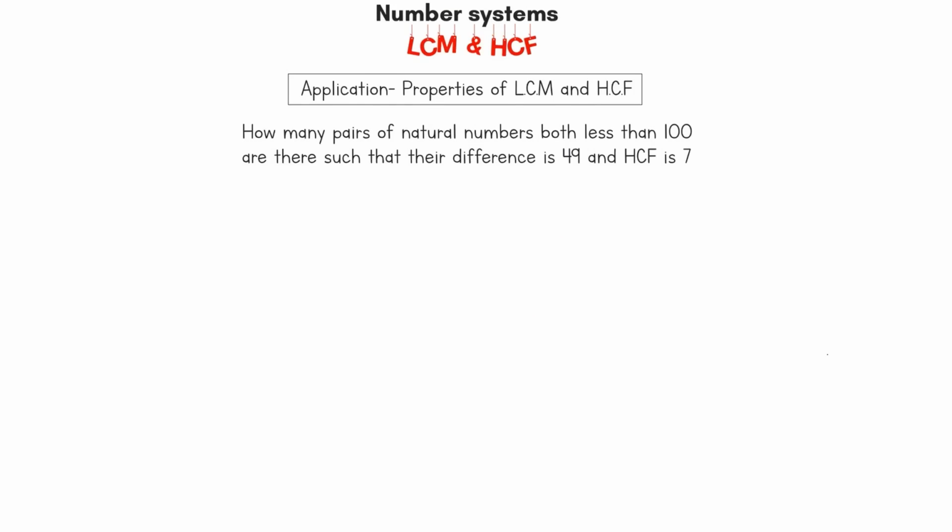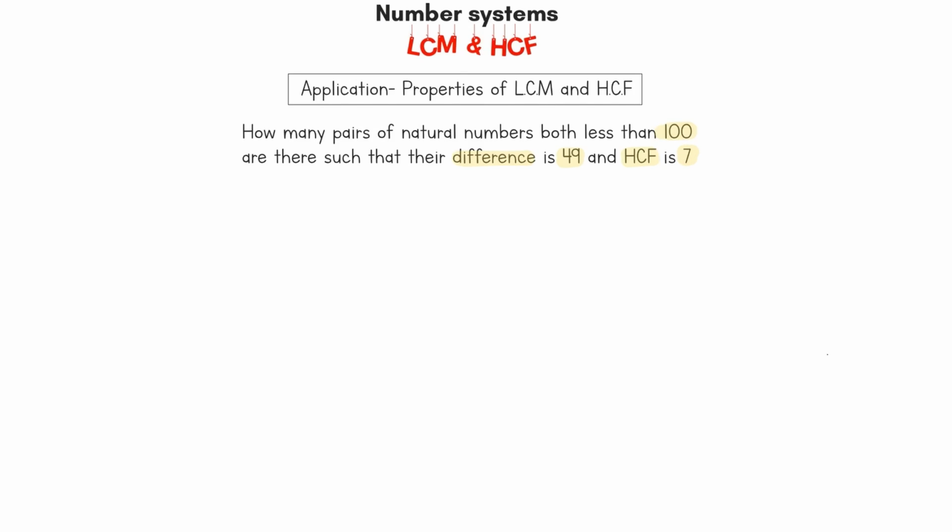So we continue with the application of the property. Let's see what this sum is saying here. The sum says: how many pairs of natural numbers, both less than 100, are there such that their difference is 49 and their HCF, highest common factor, is equal to 7?